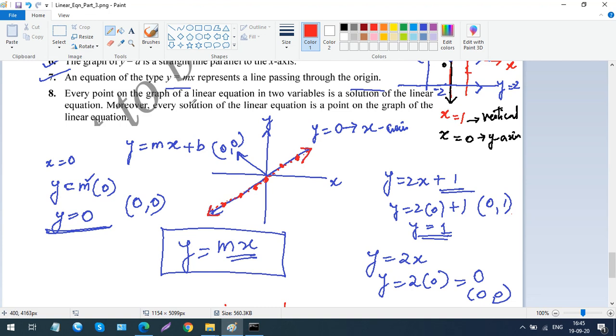Moreover, every solution of a linear equation is a point on the graph of the linear equation. So I can say the other way around also. If there is a point which is a solution of a linear equation, that means that particular point lies on the line. Okay, understood? Okay, so that's it.